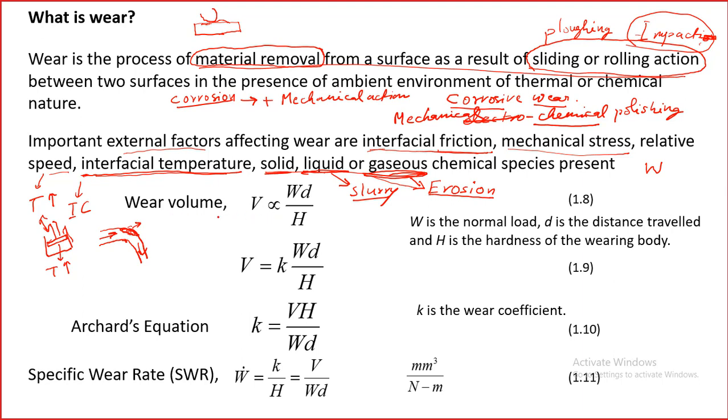Now defining wear, basically wear volume is proportional to the normal load, the sliding distance, and the hardness of the wearing material. It can be whichever material is wearing out, it is the hardness of that material. So V is given as kWd over H, and K is the proportionality constant, also known as wear coefficient. So therefore K is VH over Wd. This equation is very popular. It is known as Archard's equation. So you should always remember this name.